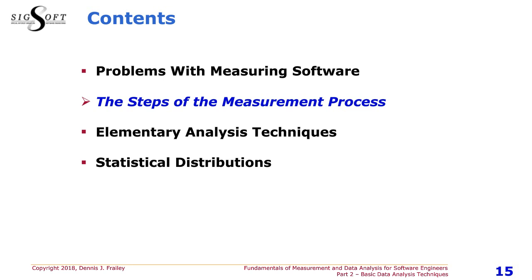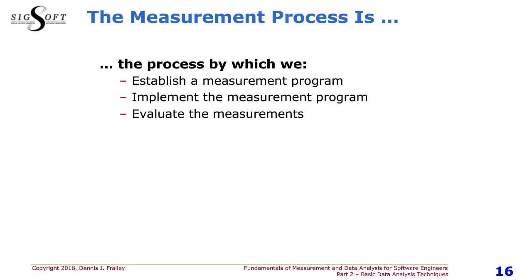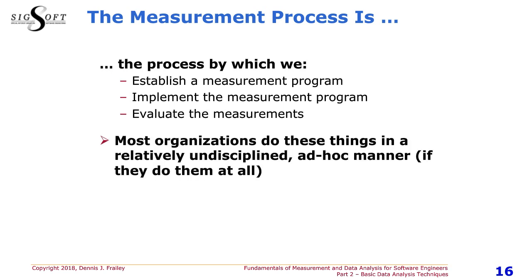Okay, now we're going to talk about the measurement process. The measurement process is the process by which we measure, but it's more than that. We do three things. We establish a measurement program in our organization. We implement that program, and then we evaluate the consequences or the results and decide whether we need to make changes. Most organizations don't do this in a very methodical way.